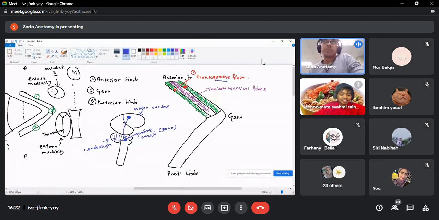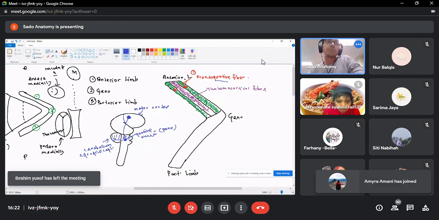These are the connections in between. This is a very, very important connection between your cerebellum and your cerebrum, between your cerebellum and your motor cortex. Because, as you know, the cerebellum is very, very important in terms of proprioception. What is proprioception, class?